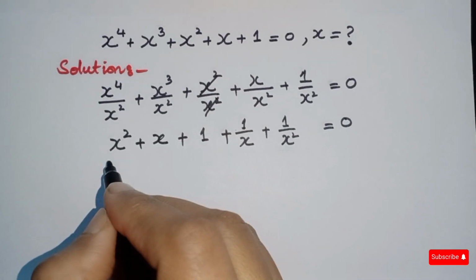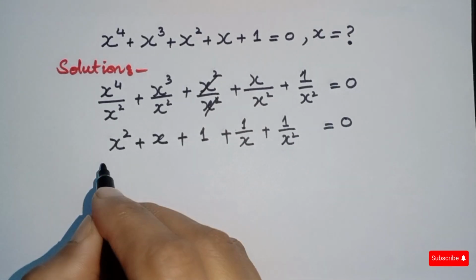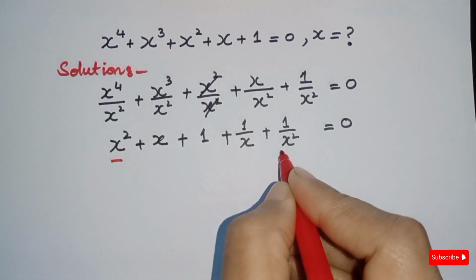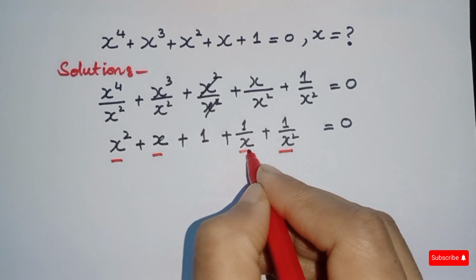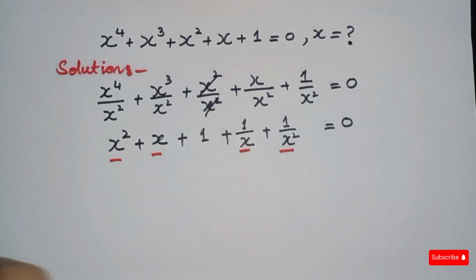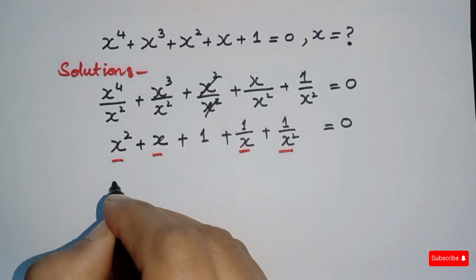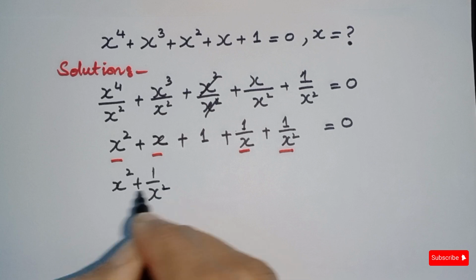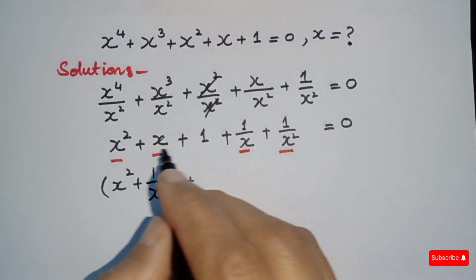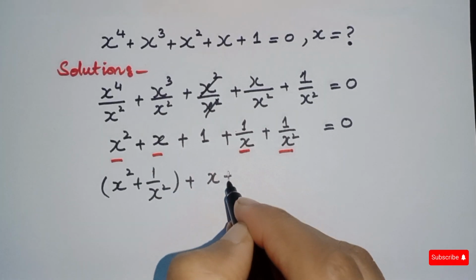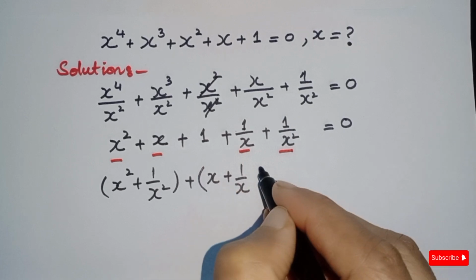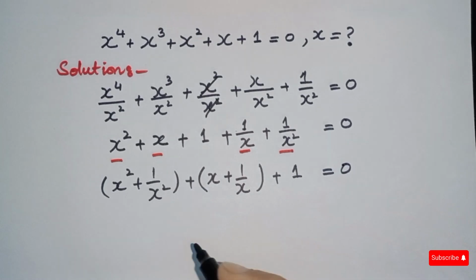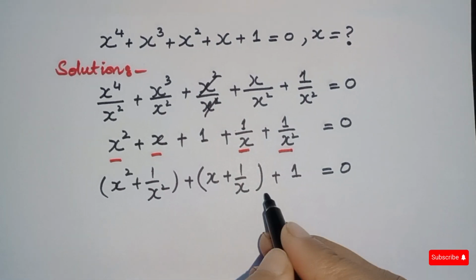So from here we can arrange the like terms: x square will be arranged with 1 over x square, and this x we will write with 1 over x. So we will write our expression as (x square plus 1 over x square) plus (x plus 1 over x) plus 1 is equal to 0. From here we can make our substitution.